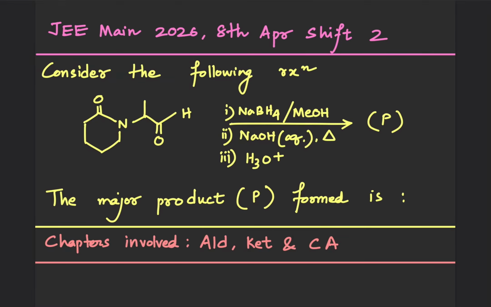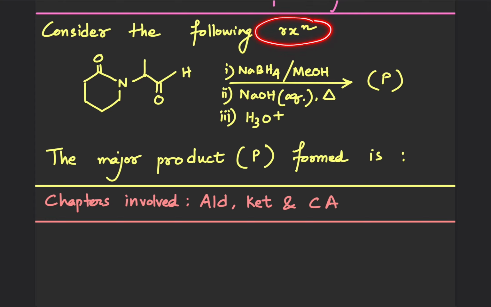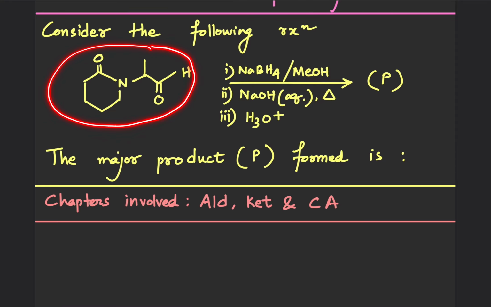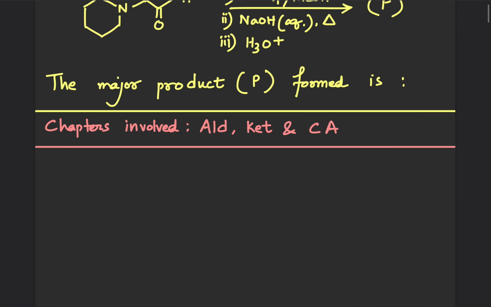Hello everyone. So this is a question from JEE Mains 2026, 8 April Shift 2. Consider the following reaction. We have an organic compound and a few reagents: first NaBH4 in the presence of CH3OH, MeOH; second, NaOH aqueous and heat; third, H3O+, and we are getting P. The major product P formed is... The chapter involved is aldehydes, ketones and carboxylic acids.